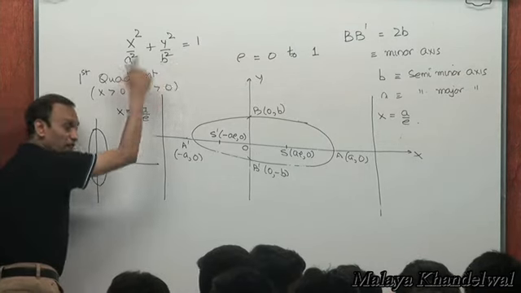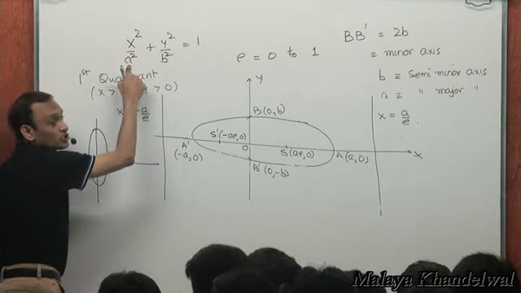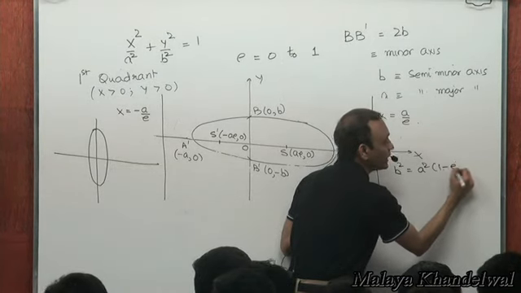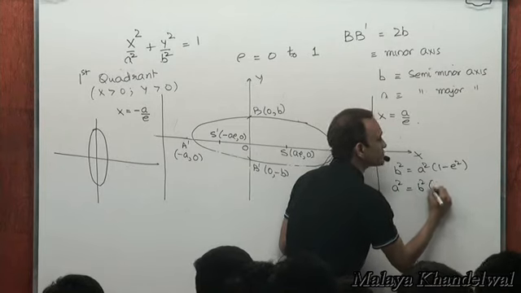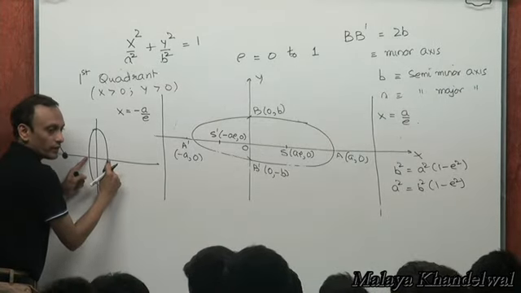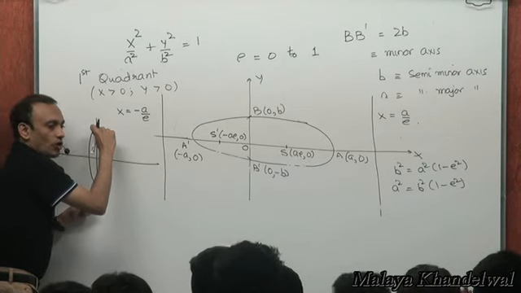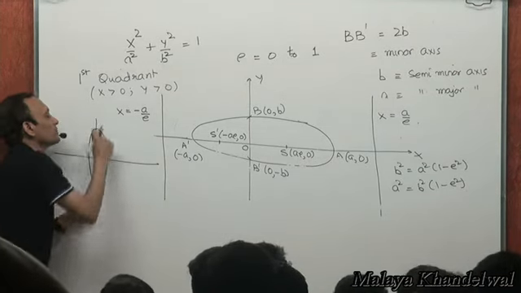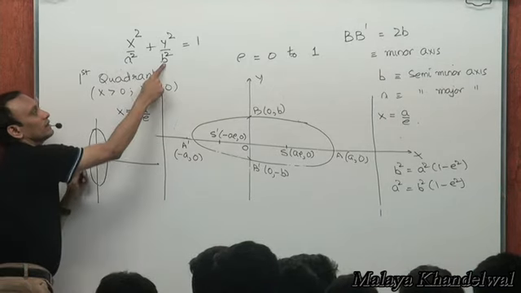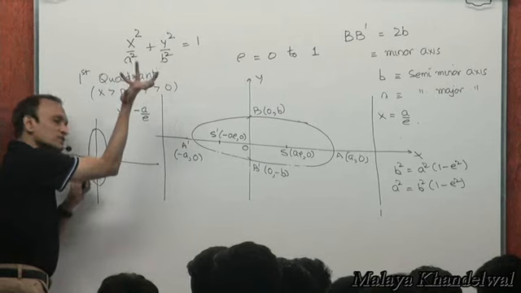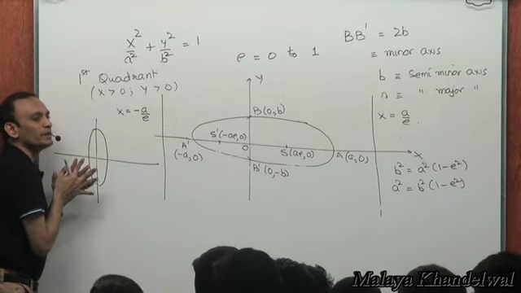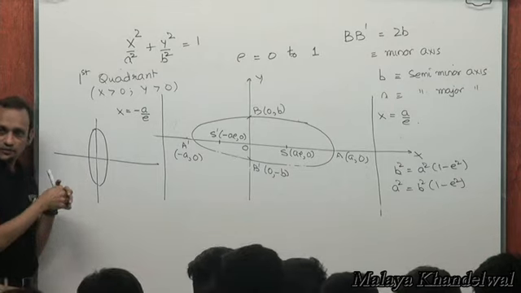If a was smaller than b, then the relationship that we had here, b squared is a squared into 1 minus e squared, would become a squared is b squared into 1 minus e squared. a would then be less than b. This would be (a, 0), this would be (-a, 0), (0, b), (0, -b). So b becomes bigger than a, and this would become the major axis, this would become the minor axis. Yeah, why not? If b was bigger than a, then the equation will still be the same. y equal to b by e and y equal to minus b by e will be the directrices. Right?